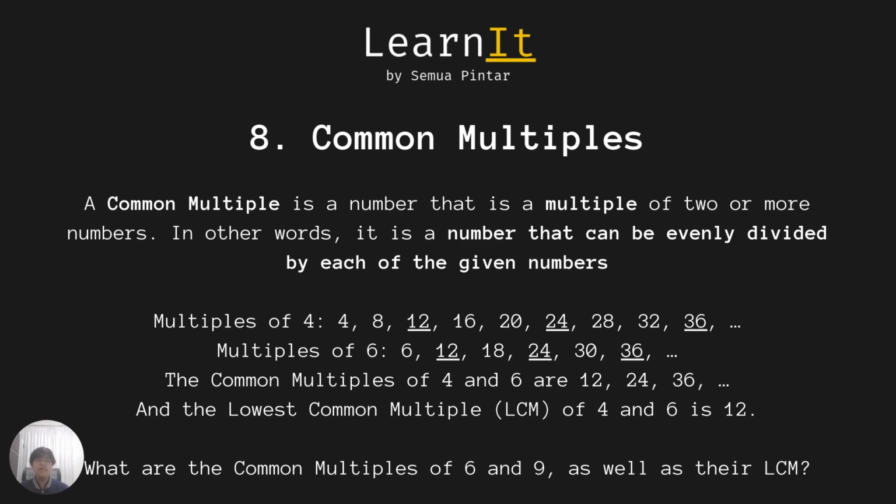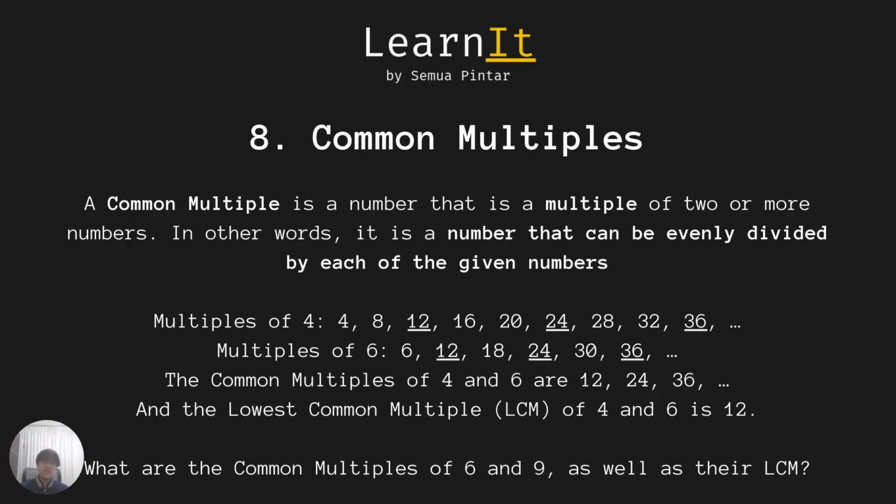So for example, multiples of 4 are 4, 8, 12, 16, 20, 24, and so on and so forth. And multiples of 6 are 6, 12, 18, 24, 30, 36, and so on and so forth. So the common multiple is, again, finding the same number that appears in both lists, which in this case is 12, 24, 36, and so on. And the lowest common multiple, otherwise known as the LCM, is simply the lowest number that appears in the set of common multiples, which in this case is 12.